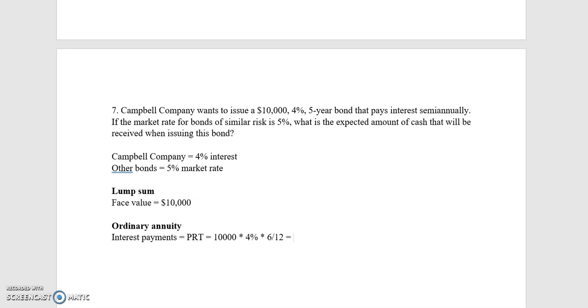Let's put that calculation in our calculator. $10,000 face times a 4% rate, 6 months out of the year. That means that this bond is going to have interest payments of $200 per period. So we have two things that we really have to find the present value of. We have to say, what is the present value of the $10,000 that we are going to pay back in 5 years? And then also, what is the present value of the interest payments that we are going to be making to the buyer of our bond?